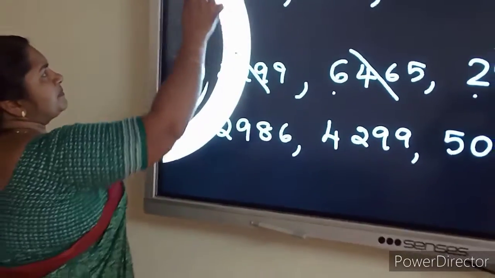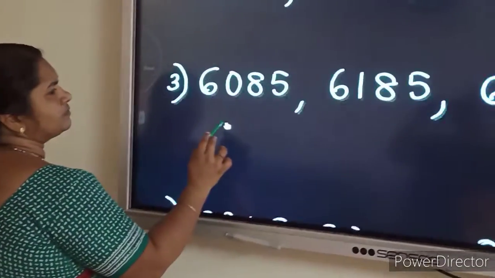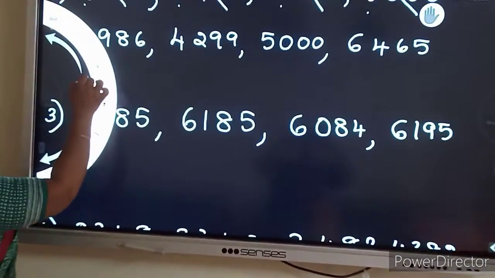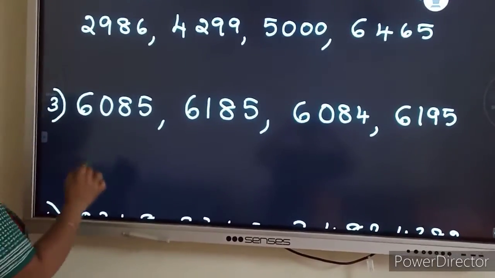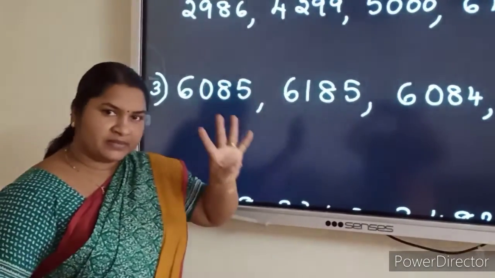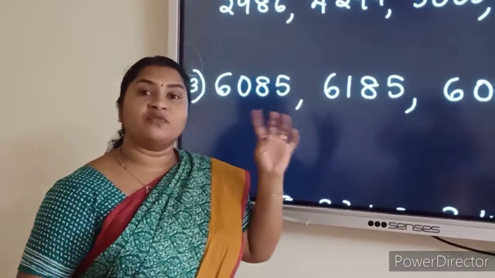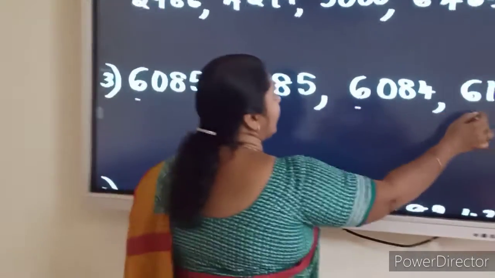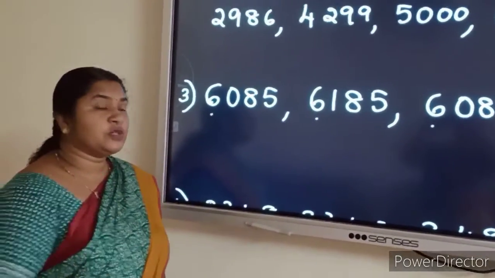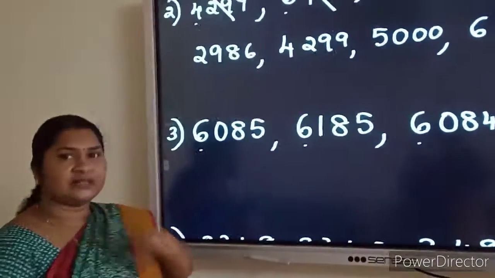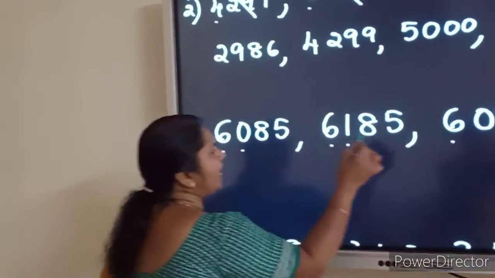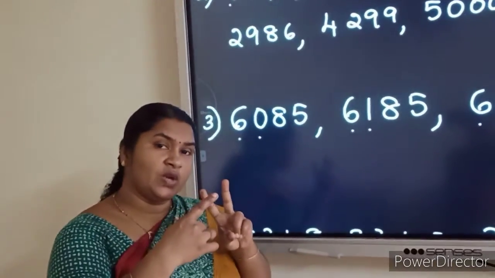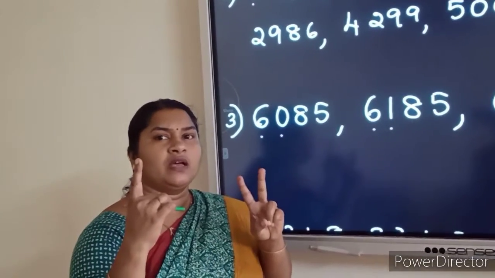Now the third one. Here 4 numbers. All the 4 numbers have 4 digits and all the numbers start with 6. Oh, we have a confusion. So what do we have to do? We should check the second digit. We have here 0, 1, 0, 1. So 2 numbers we have with 0 and another 2 numbers we have with 1.